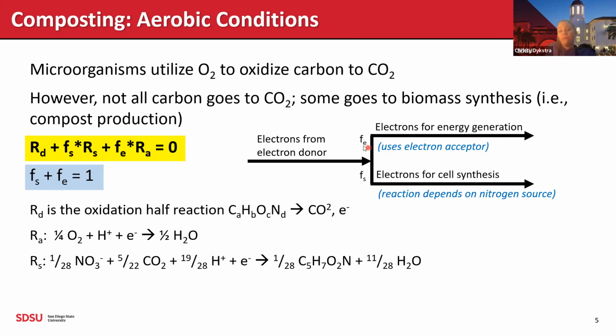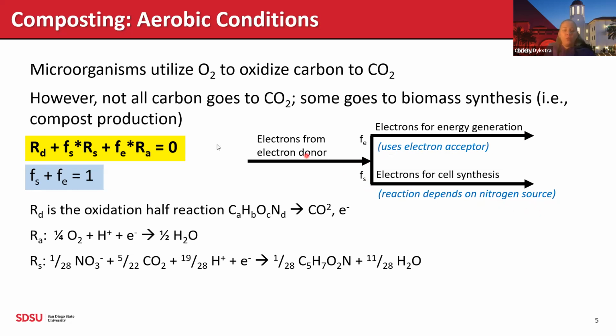So they need a fraction of the electrons from the electron donor that will go to energy generation, which uses the electron acceptor, in this case, oxygen. And then a separate fraction will go towards self-synthesis, or the building of the cells, or reproduction. And this reaction depends on the nitrogen source, which depends on the microbes and so on, but here we can make some assumptions that simplify things.